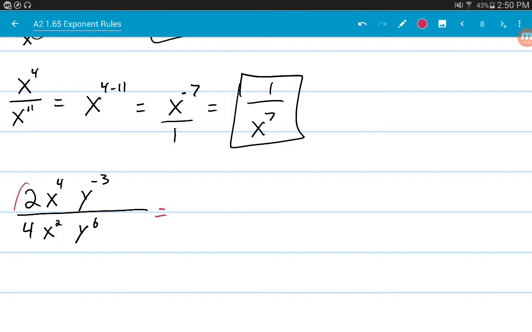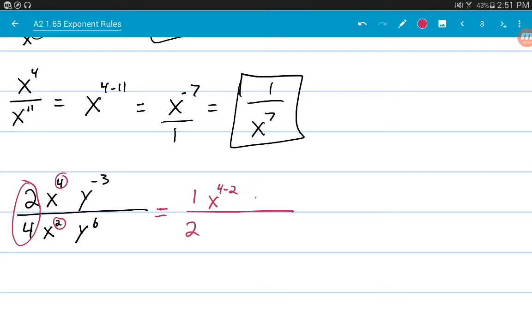first thing I'm going to do, 2 over 4 can be simplified. That can instead become 1/2. X to the 4, x to the 2. 4 minus 2 is 2. So I'm just going to write that as x squared. I guess I can leave it for another step in case you want it.